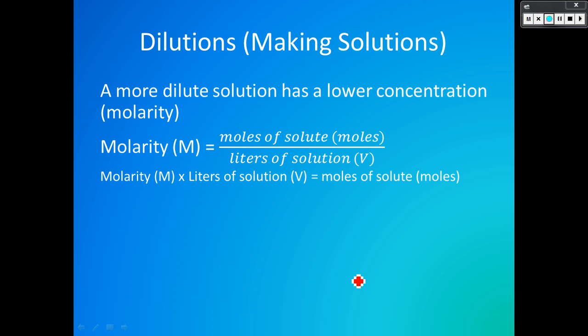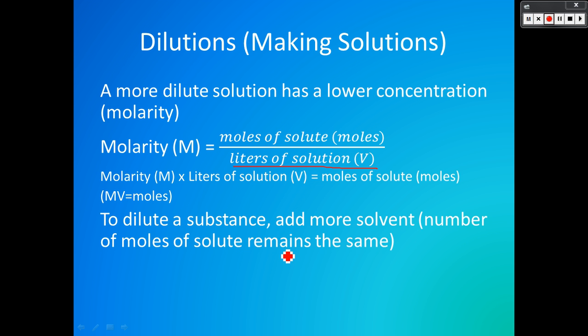And so we can rearrange this. We can multiply both sides by volume, and we would get the molarity, M, times liters of solution, V, equals the moles of solute, moles. And so this is just looking at the exact same equation, but in a different way. I've multiplied both sides by liters. And we can abbreviate that to M times V equals moles. Okay, so we're going to obviously use this concept. That's why I'm setting it up this way.